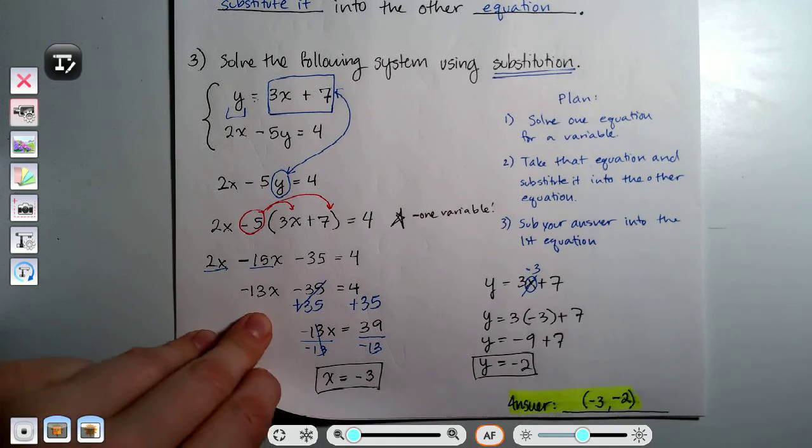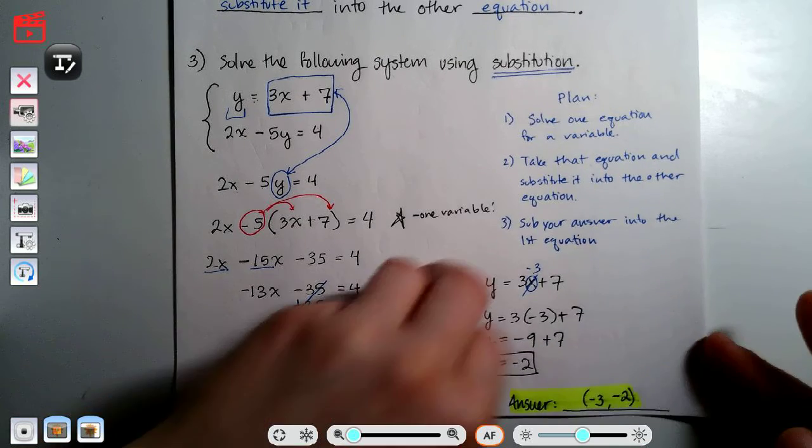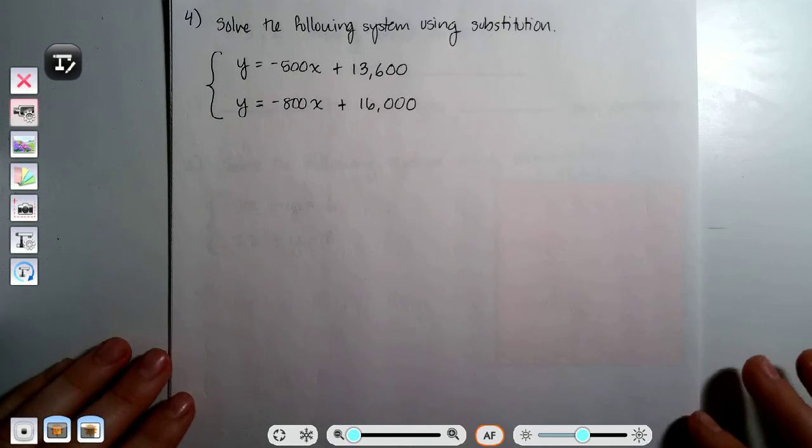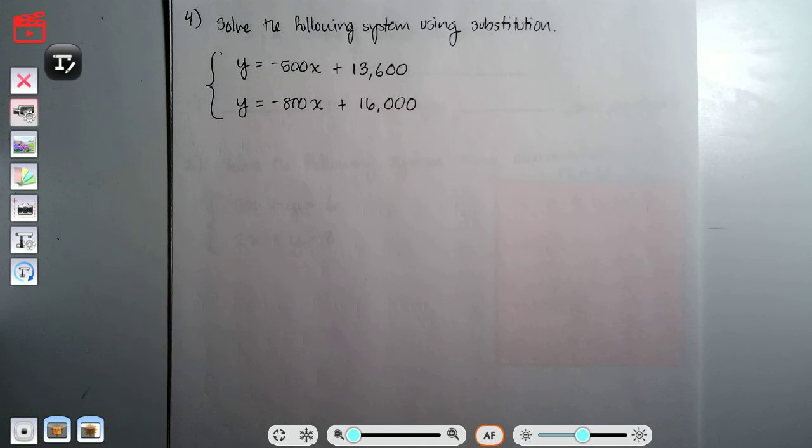All right, so that was the first example. We have one more example for this class activity. Here we go. Number 4. Solve the following system using substitution. Ooh, the numbers are a bit bigger here. Okay, go ahead, pause the video, see if you can solve these.